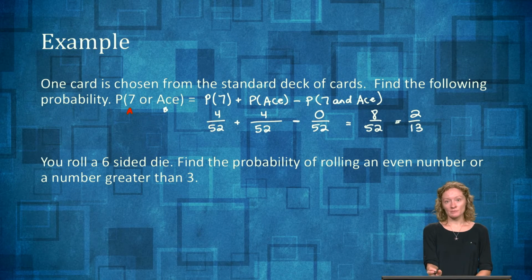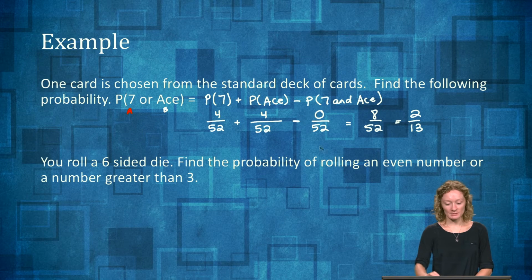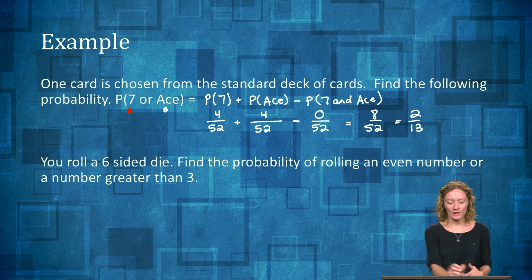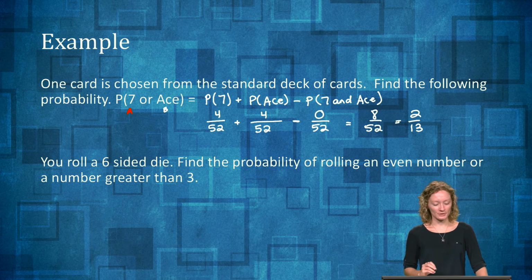This is an example of a mutually exclusive case. A card cannot be both a 7 and an ace. And so the formula still works because you'll just be subtracting out 0 over 52. Let's do one more in this realm just so that we can see. Actually, the next problem is going to embed that, so that's all right.